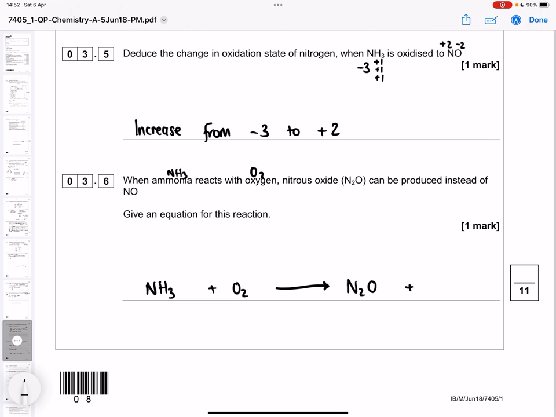But let's have a look at this. We're going to definitely need to put 2 in front of the ammonia because we've got 2 nitrogens in N2O. That's going to give us 6 hydrogens, so I think we need to have 3 waters over here to balance that. Now if we add up the oxygens, we've got 4 oxygens on the right in total, so 2 O2s will give us 4 oxygens on the left.